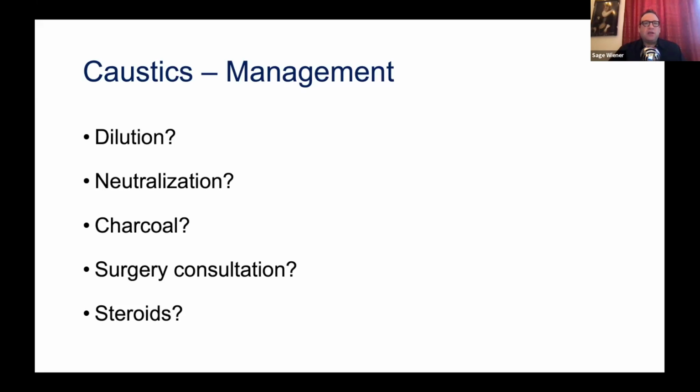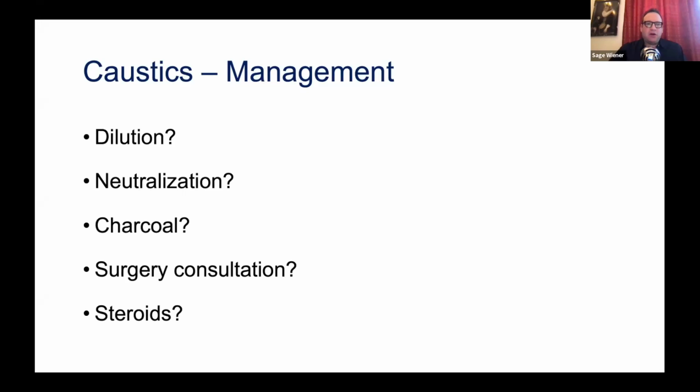And then we consider steroids. And the literature on steroids has been a lot of back and forth over the years. Part of the problem is that some of the studies are done in other countries where they have a lot more acid exposures, whereas we predominantly have alkali exposures in the US.